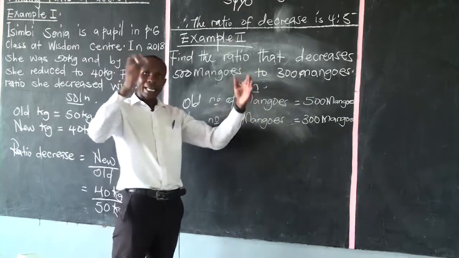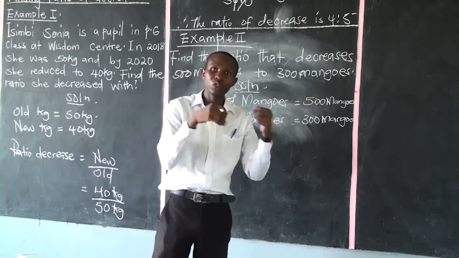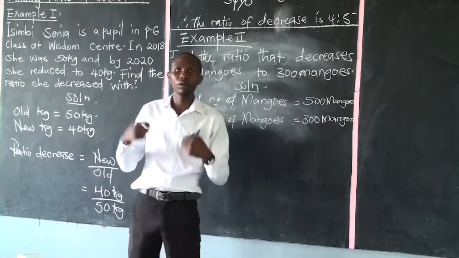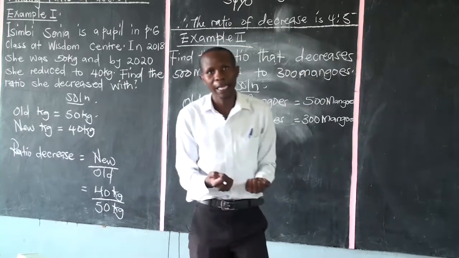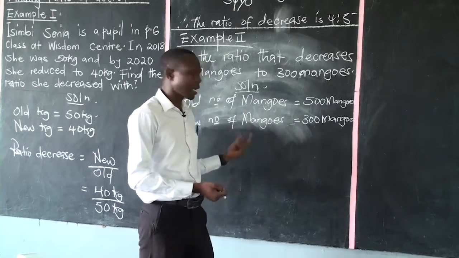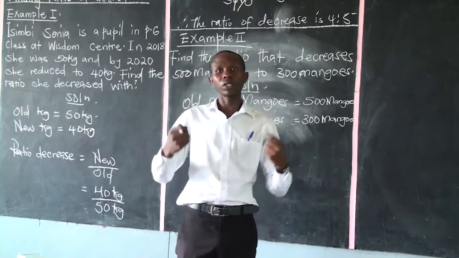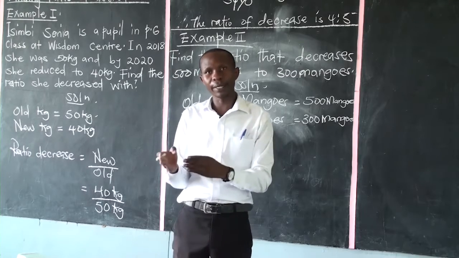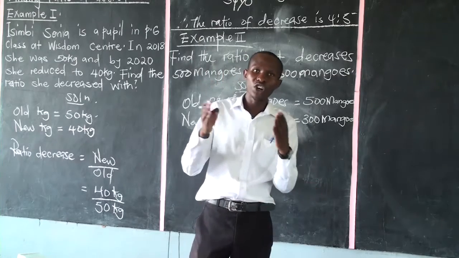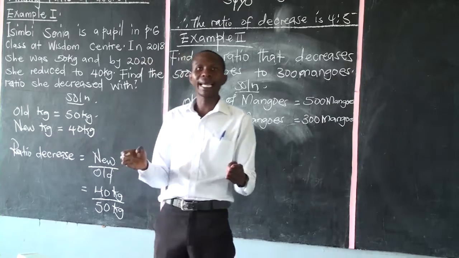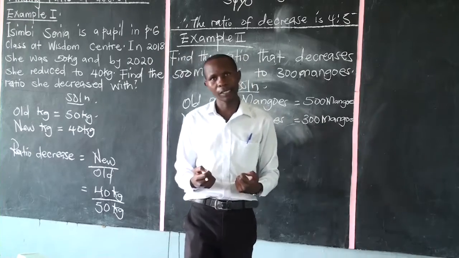The old is the mango you had at first. That is what we are calling old number of mangoes. The ones you had at the beginning is what we refer to as original or old number of mangoes. Then, the number of mangoes that you ended up with is the one we are referring to as new number of mangoes. Then after that, for us to be in position to find the ratio of decrease of these mangoes, we shall say ratio of decrease is equal to new number of mangoes divided by the old number of mangoes. There you'll come out with the ratio of decrease or decrement.